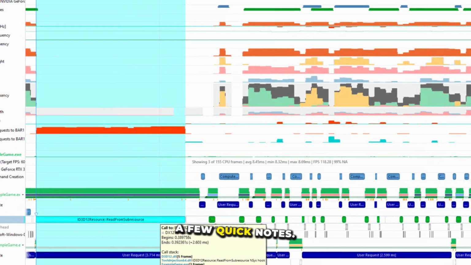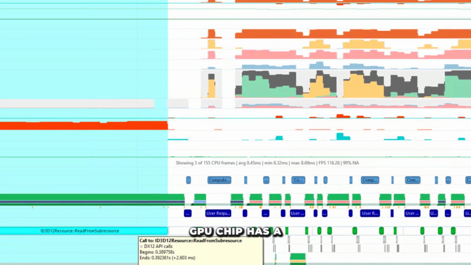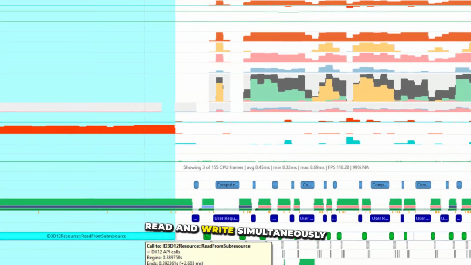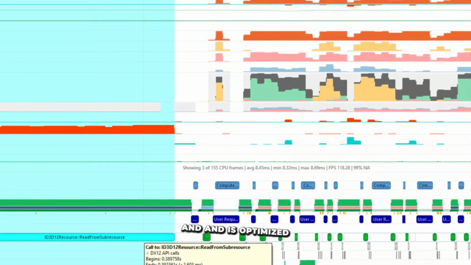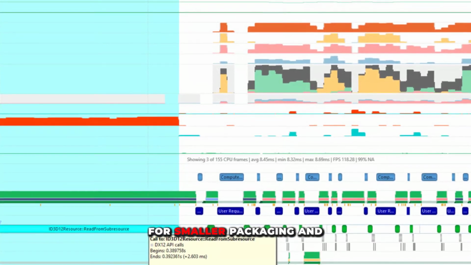A few quick notes. First, you can find similar DRAM chips inside GPUs, smartphones, and many other devices, but with different optimizations. As examples, GPU DRAM or VRAM, located all around the GPU chip, has a larger bandwidth and can read and write simultaneously, but operates at a lower frequency. And DRAM in your smartphone is stacked on top of the CPU and is optimized for smaller packaging and lower power consumption.